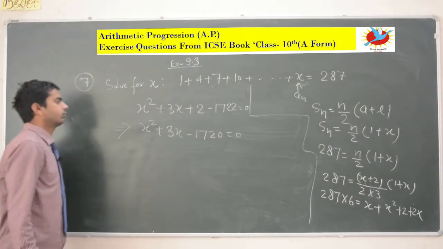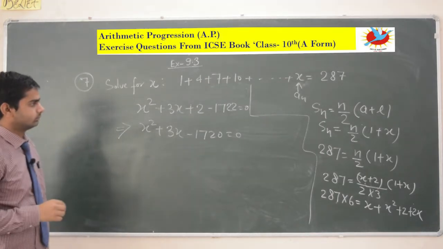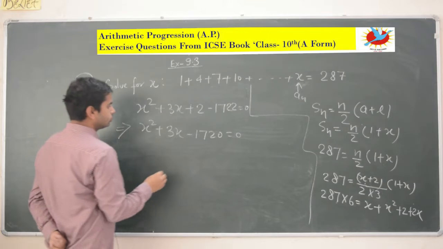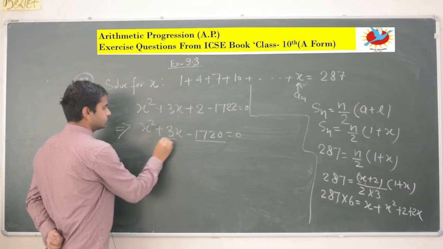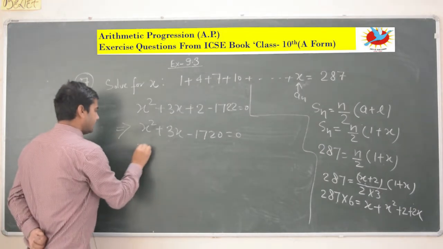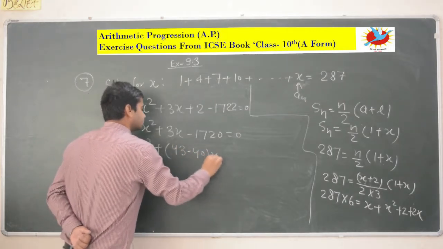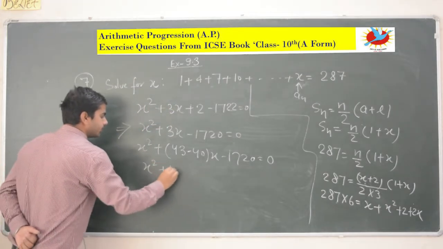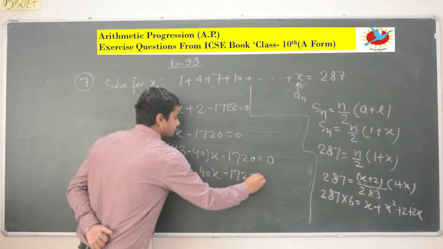So here we have a quadratic equation, another problem solving technique which you have learned in your 9th class. We have to find two numbers whose multiplication is 1720 and the difference between these two numbers is 3. So those numbers are 43 and 40. So I am writing x square plus, in place of 3 we write 43 minus 40, x minus 1720 equal to 0. Next we will get x square plus 43x minus 40x minus 1720 equal to 0.